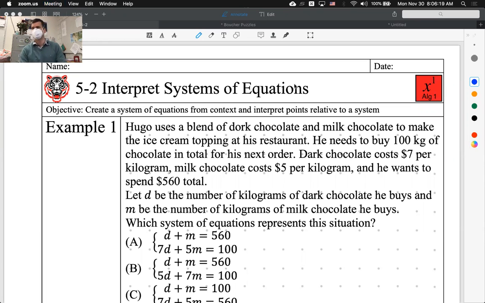Who wants to read our objective for the day? Ripley, go for it. Create a system of equations from context and interpret points relative to a system.